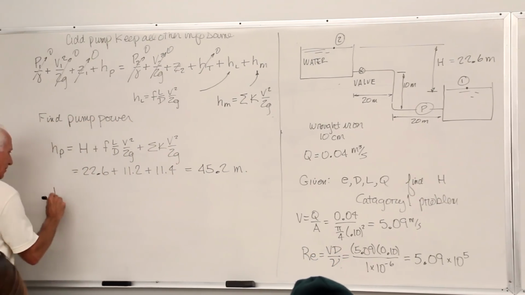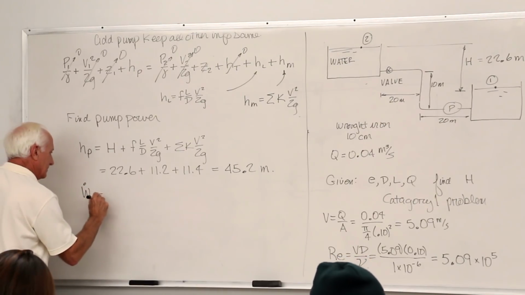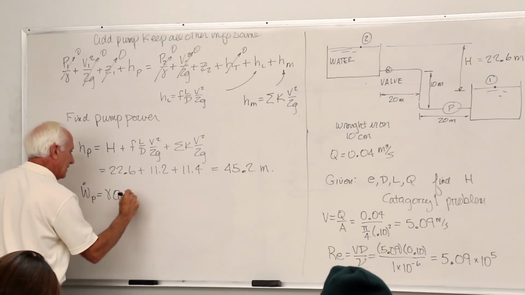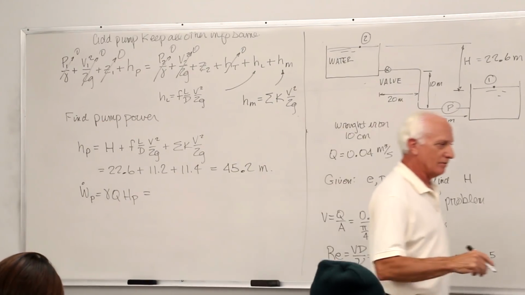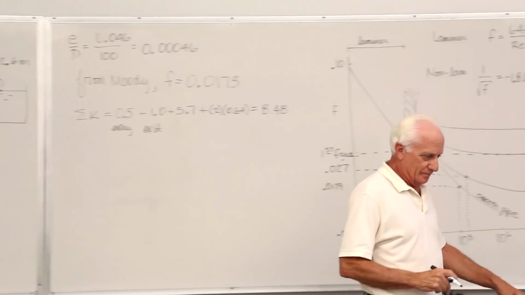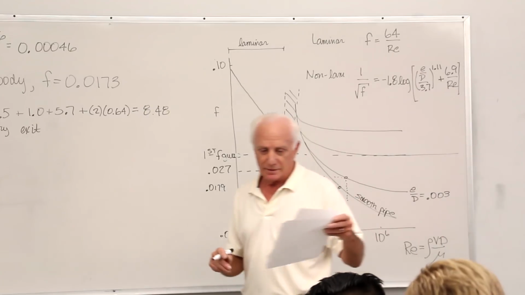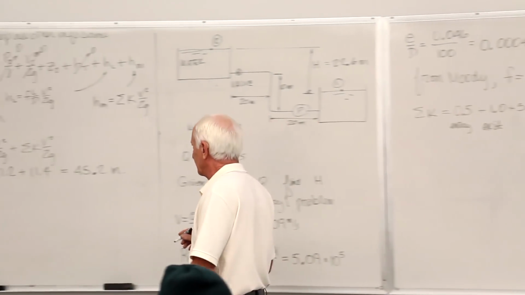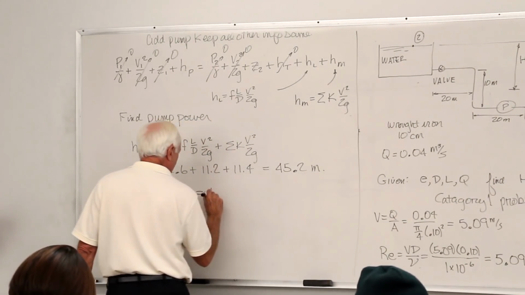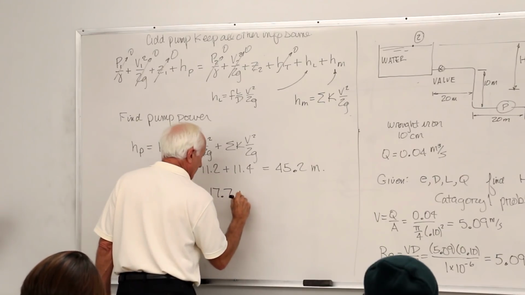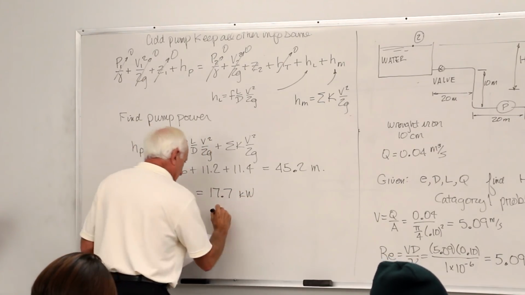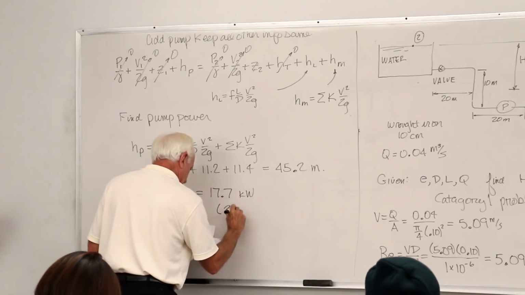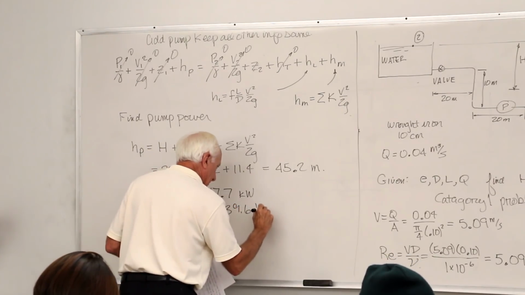Okay, now we know the power. W dot power is equal to gamma Q HP. You know gamma, you know Q, it's given 0.04, and you know HP, 17.7 kilowatts. Which comes out to be, if you convert that, 39.6 horsepower.